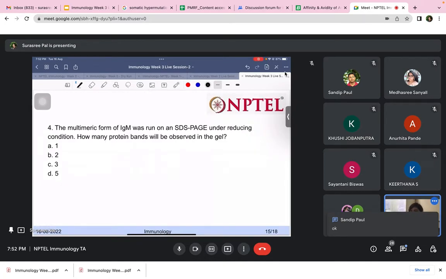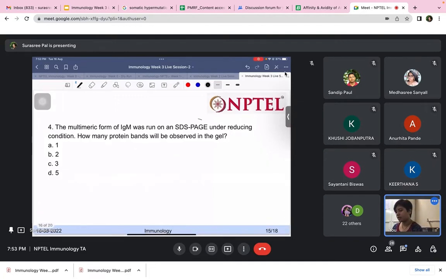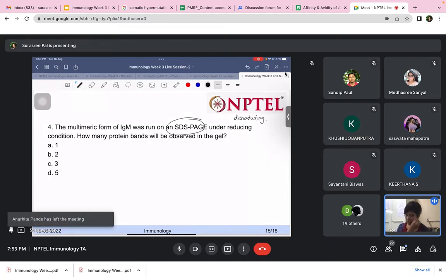The multimeric form of IgM was run on an SDS-PAGE under reducing condition. How many protein bands will be observed in the gel? SDS-PAGE under reducing condition means denaturing condition, right? So the protein will be denatured in this case.